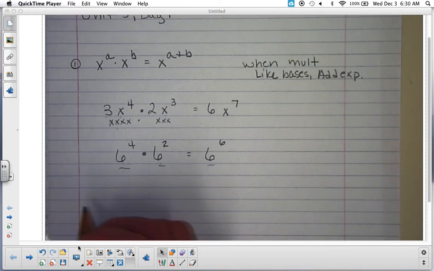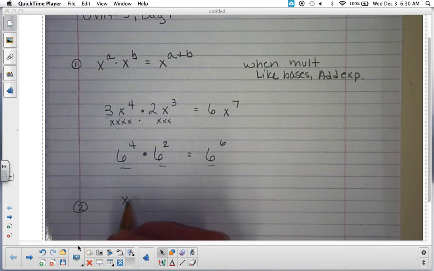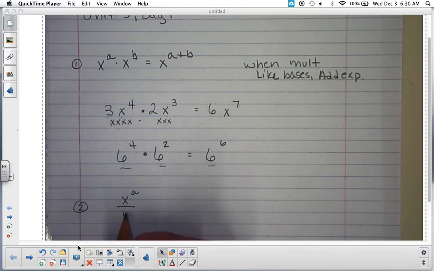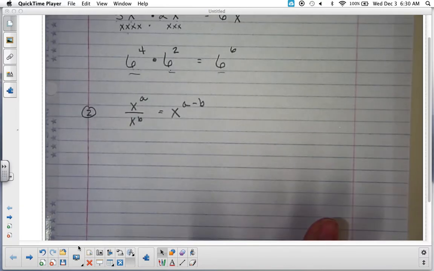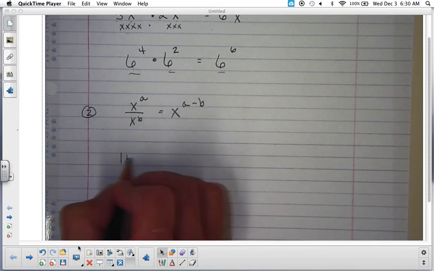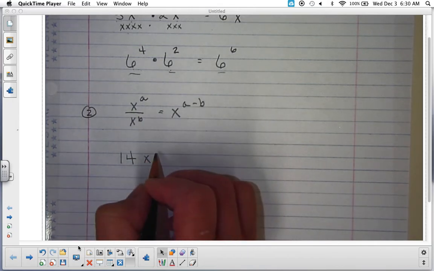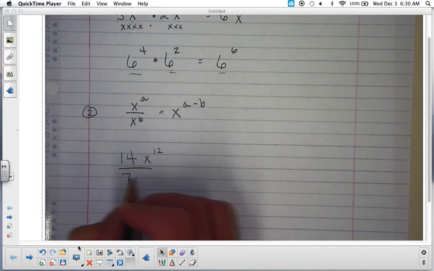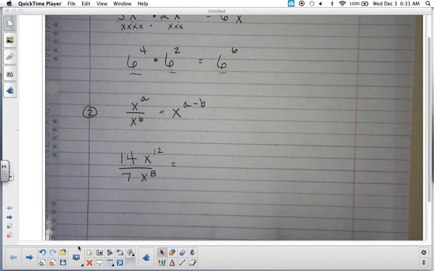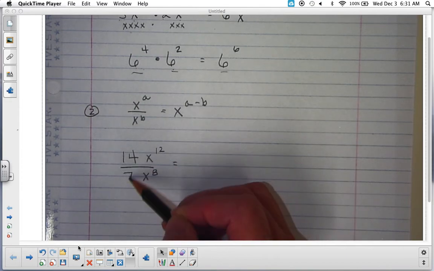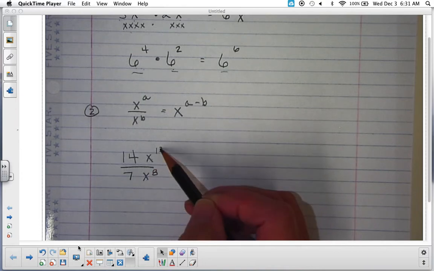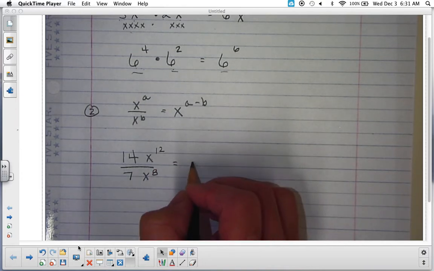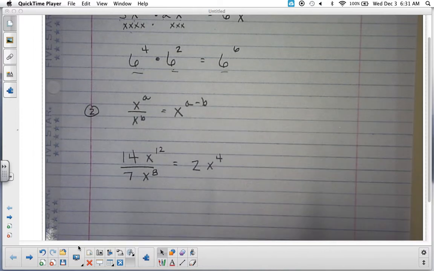All right, number 2, when you are dividing like bases, you, of course, subtract the exponents. So this is rule number 2. Suppose you have 14x to the 12 divided by 7x to the 8. Again, these are coefficients, so they really do divide. That would make 2. But here, these are the like bases, so here's where I subtract the exponents. My answer here would be 2x to the 4th.